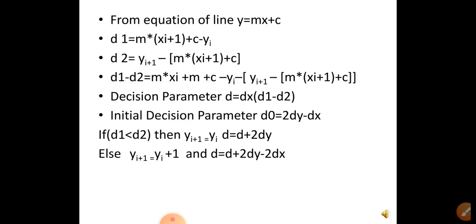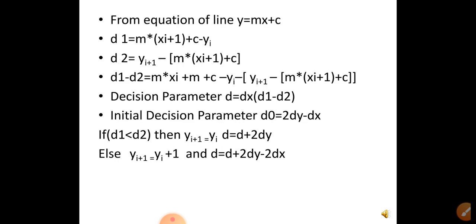If d1 is less than d2, then what happens? If d1 is less than d2 and you are performing d1 minus d2, the result will be negative. So if the decision parameter value is negative, which pixel is to be selected? The next x value is xi plus 1, no need to worry about that, but the lower pixel is selected, so the next y value will be yi plus 1 is equal to what?